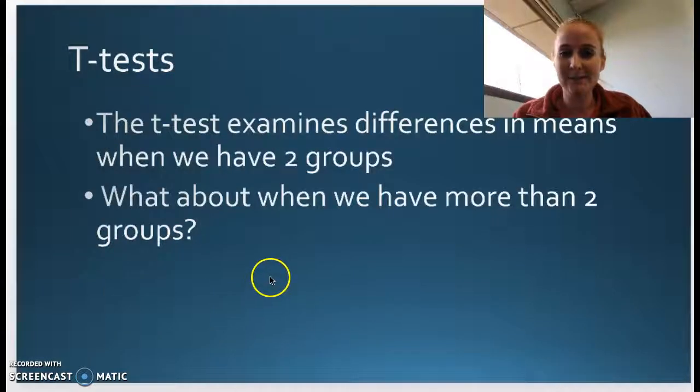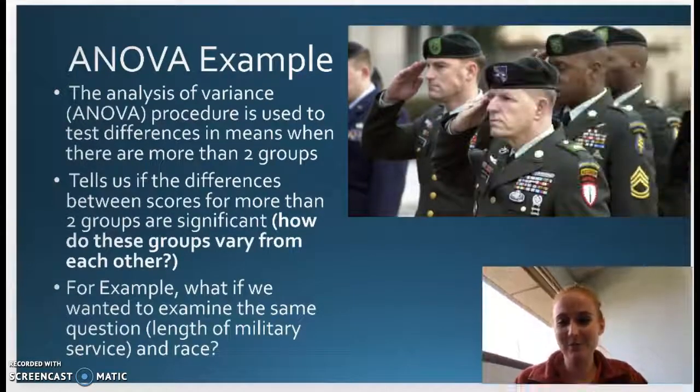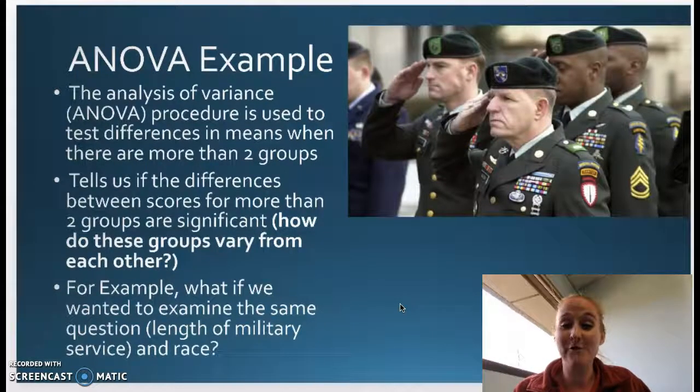So the t-test examines differences in means when we have 2 groups. But what if you have more? What do you run? You know this. You know it. You run the ANOVA. So now we're going to do an ANOVA example, okay? So we're going to do the same kind of an example. So you do an analysis of the variance, ANOVA.